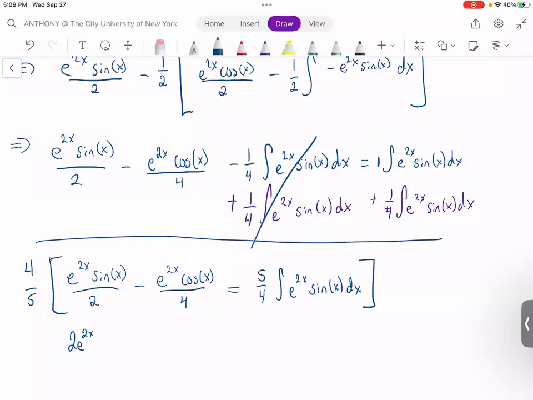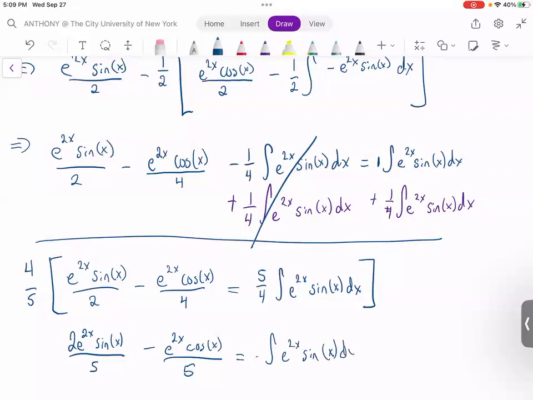2 times e to the power of 2x times sine of x over 5. Now, if I take 4/5 multiplied by the second term, negative e to the 2x cosine of x over 4, what happens to the 4's? It cancels out, so it becomes minus e to the 2x cosine of x over 5 equals, well, 4/5 and 5/4, when you multiply them, they cancel each other out. And this will be equal to your integral e to the 2x sine of x dx.